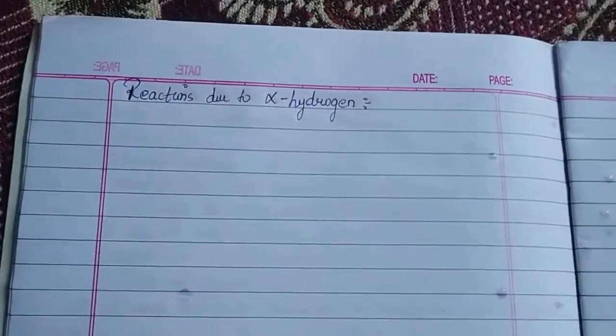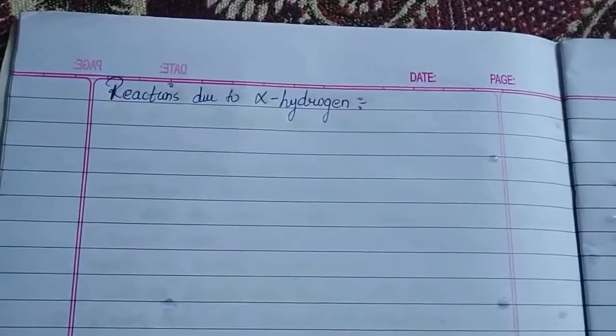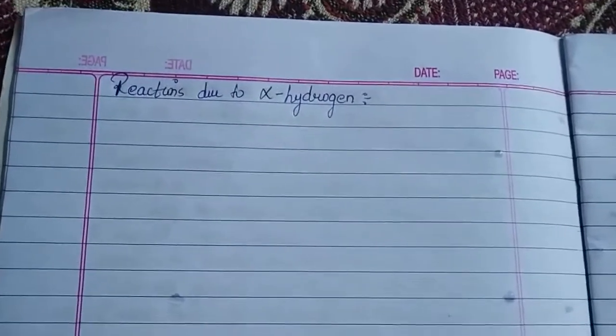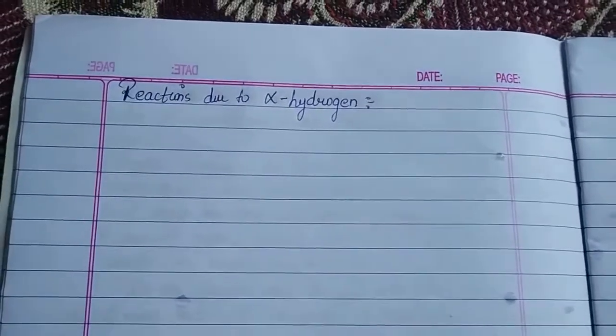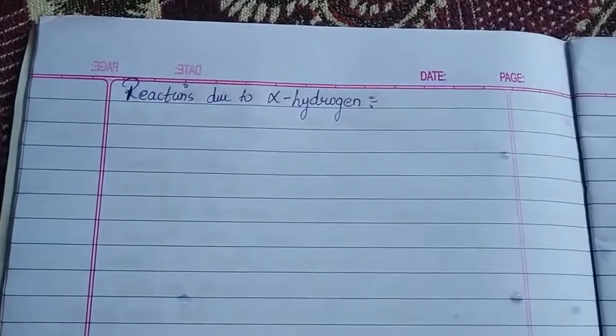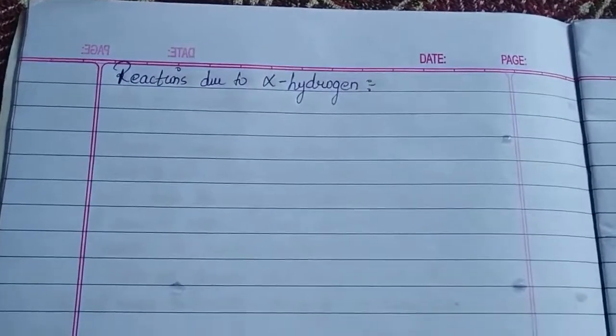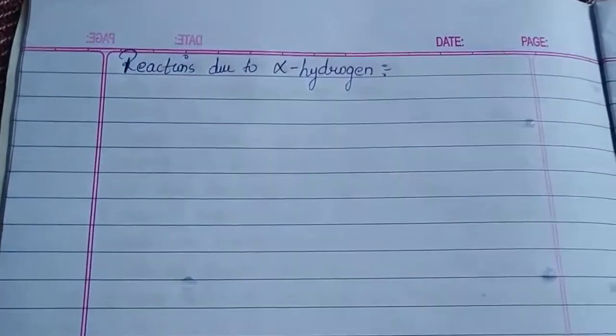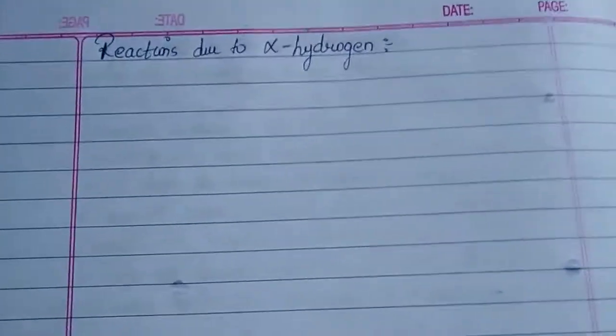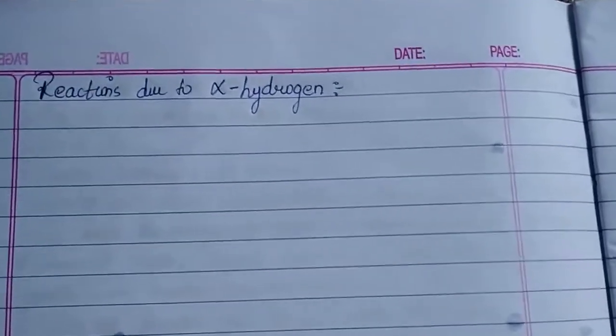Ultimately we reach a point where we say your product is stable because it is resonance stabilized and has less steric hindrance. When the product you get is in the ultimate stable state, that will be the major product. Here also the same concept arises.